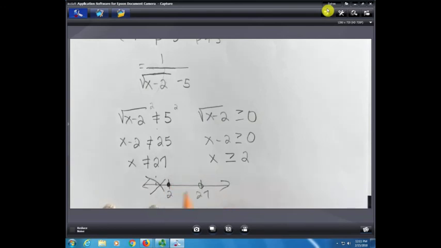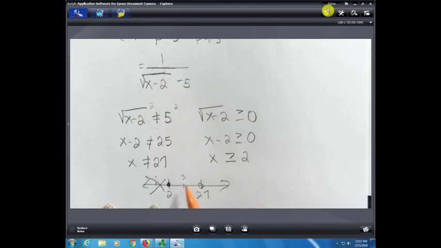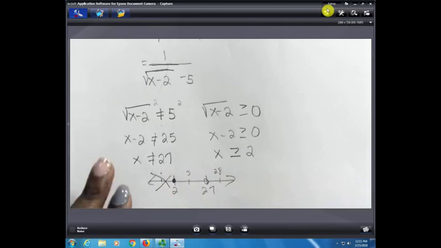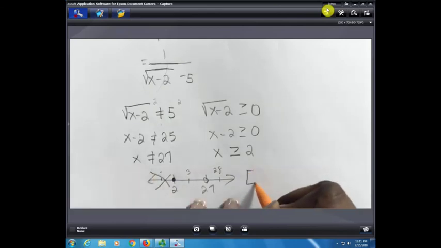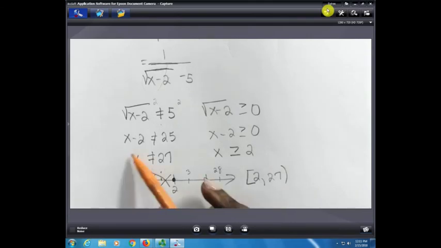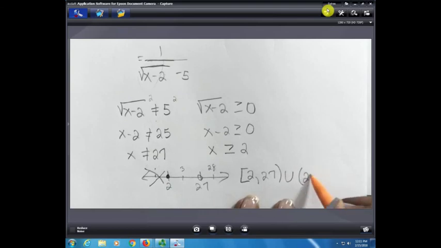Give me a number between 2 and 27. Alright, let's try 3. Can I plug in a 3 here? Yes, and be fine. So we can use that one. Give me a number greater than 27. 28. Can I use 28? Yes. So this is the only interval that we're going to discard here. So I can use 2, so let's make that a bracket, all the way to 27. 27 needs a parentheses because I cannot equal 27. Or I can do 27 to infinity.